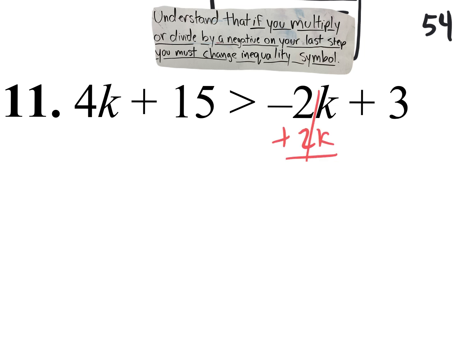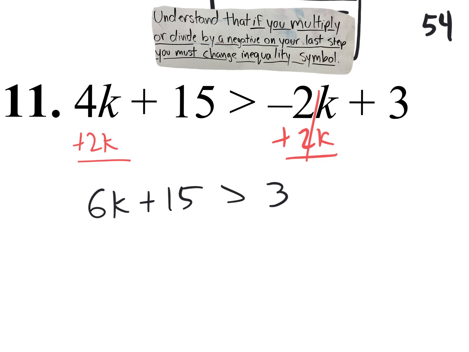That will eliminate. What you do to one side, you do to the other. You're going to add 2k to where the 4k is at. That'll be a 6k plus 15 is greater than 3. 15 comes down, greater than comes down, 3 comes down. So now I only have k on the left side of my inequality. And now I want to get it by itself. How do I do that?